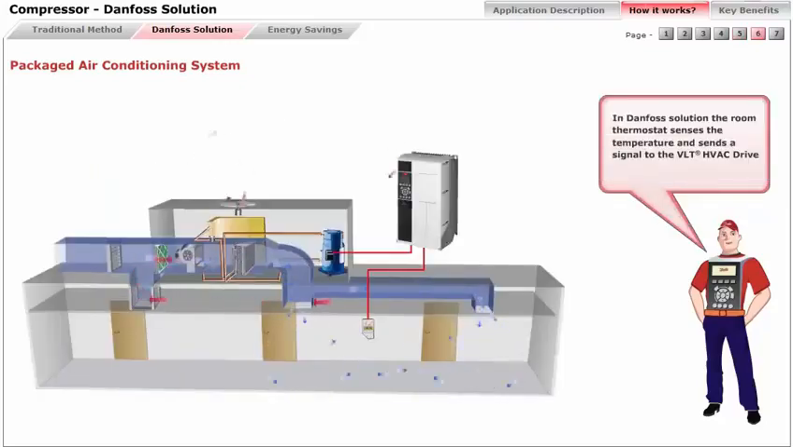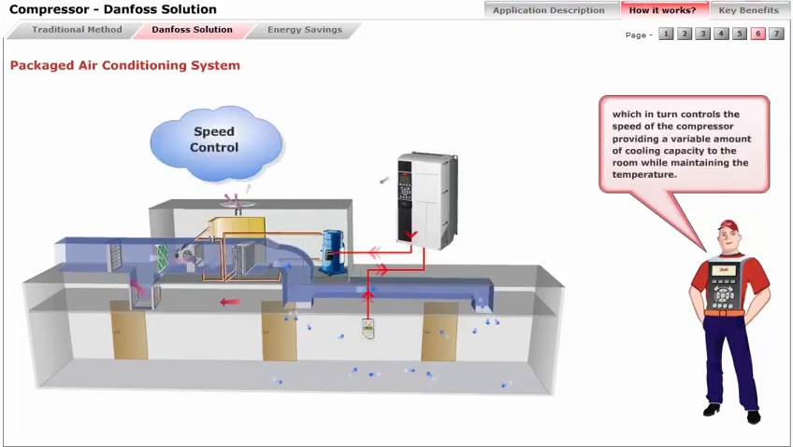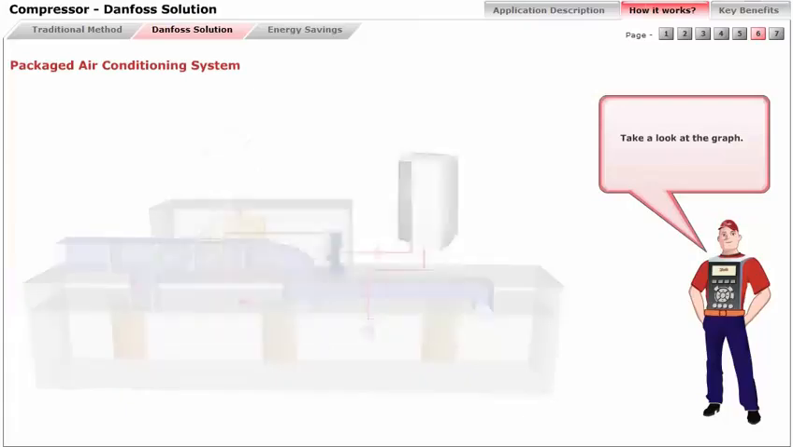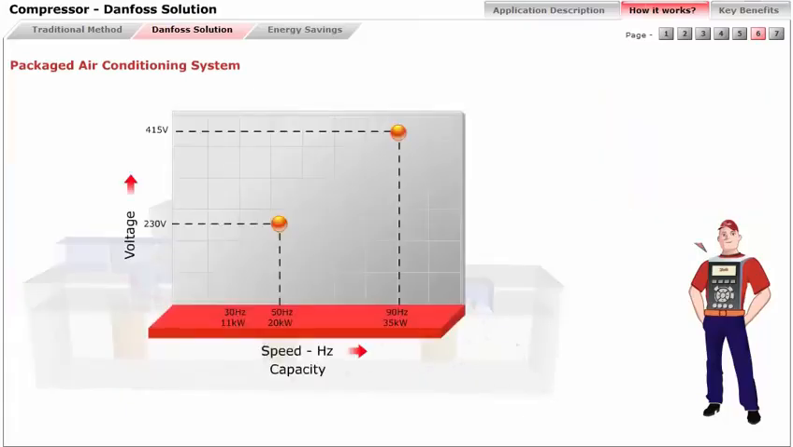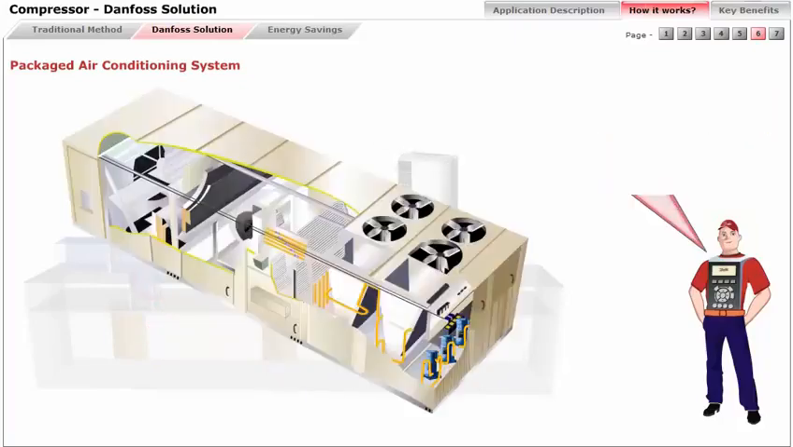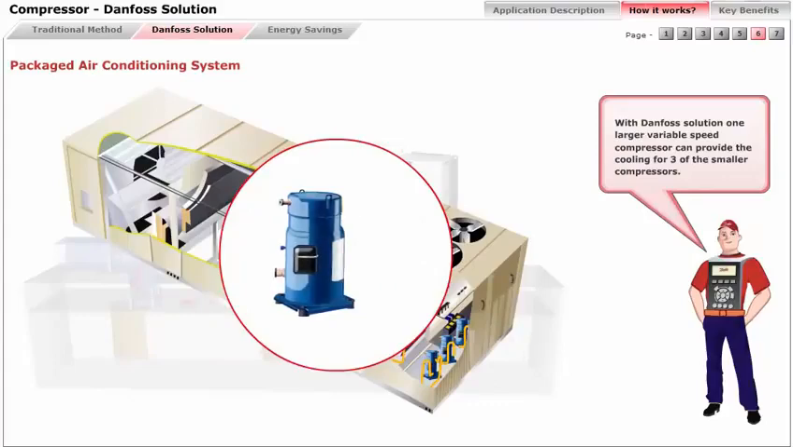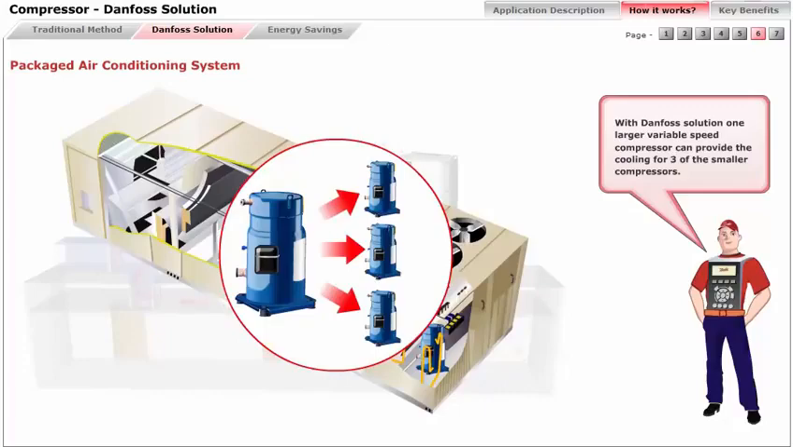In Danfoss solution, the room thermostat senses the temperature and sends a signal to the VLT/HVAC drive, which in turn controls the speed of the compressor, providing a variable amount of cooling capacity to the room, while maintaining the temperature. Take a look at the graph. It shows the capacity control of the variable speed compressor. With Danfoss solution, one larger variable speed compressor can provide the cooling for 3 of the smaller compressors.